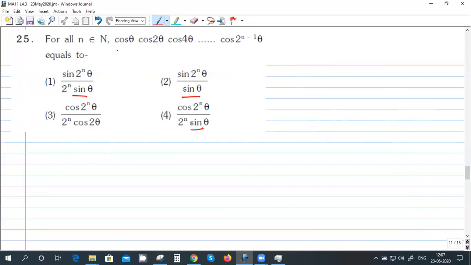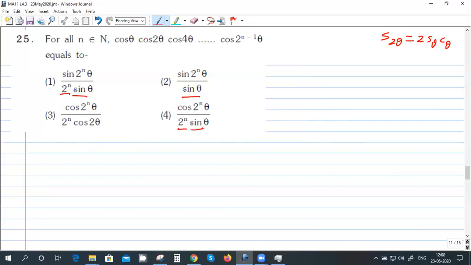If you combine sin theta cos theta, what will it become? Sin 2 theta formula is what? Sin 2 theta is 2 sin theta cos theta. So multiply and divide by 2 sin theta, because that's why 2 is appearing here, in the denominator.